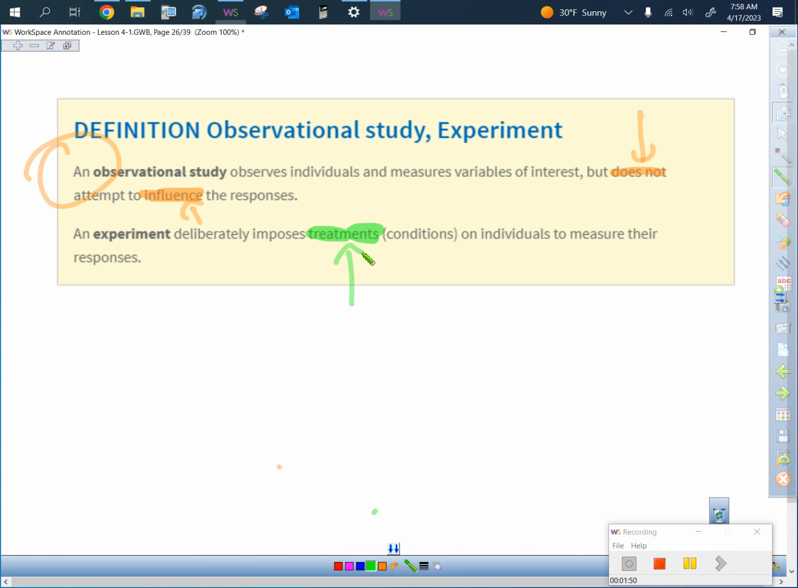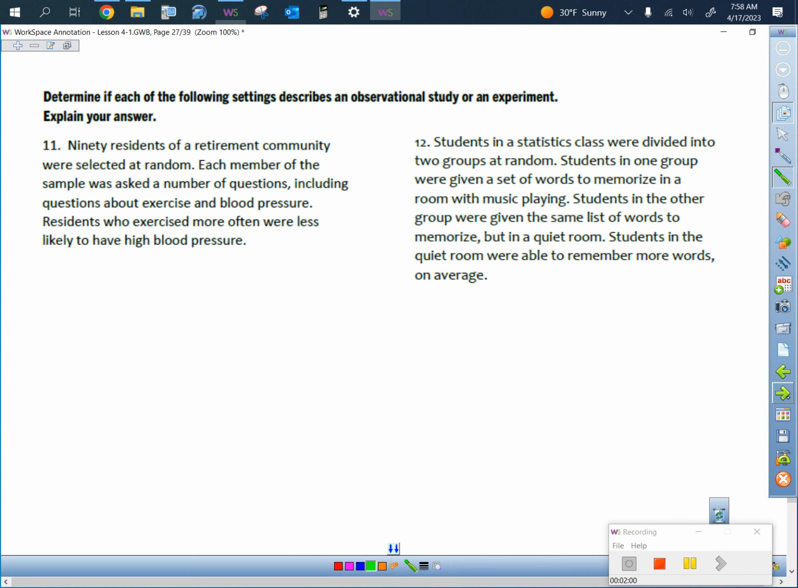So there's our vocab. The bad thing about these is it's a lot of reading. You know, it's like, holy cow, look at the story going on. So let's see if it is an observational study or an experiment on 11 here. 90 residents of the retirement community were selected at random. Each member of the sample was asked a number of questions, including questions about exercise and blood pressure. Residents who exercise more often were less likely to have high blood pressure.